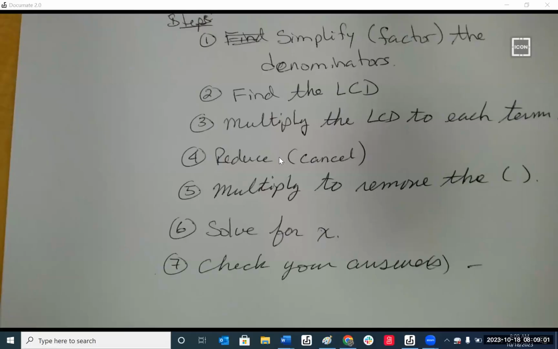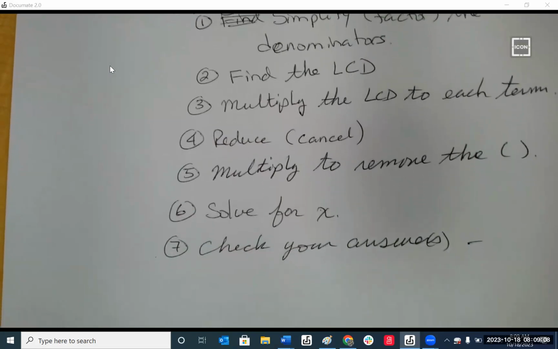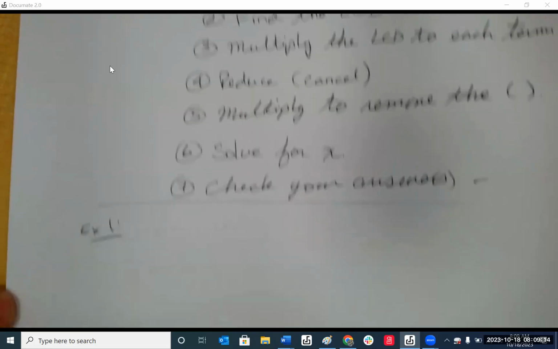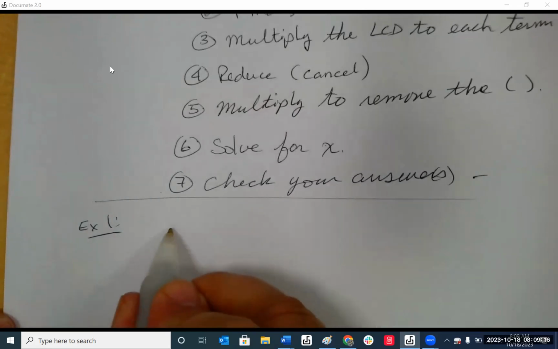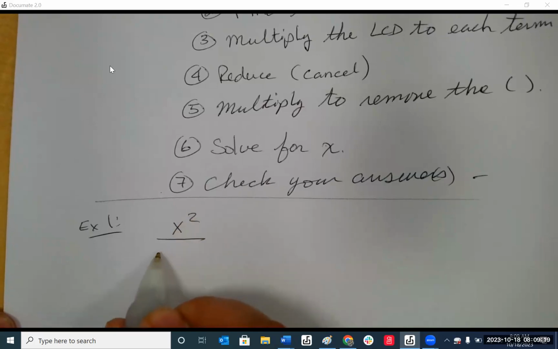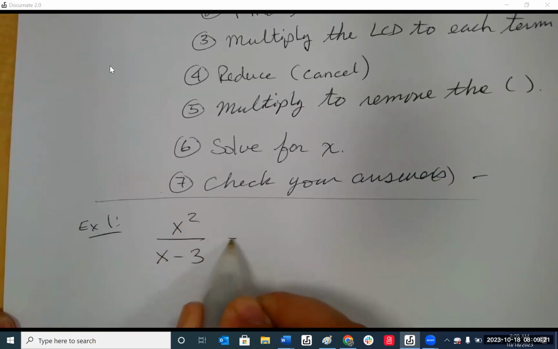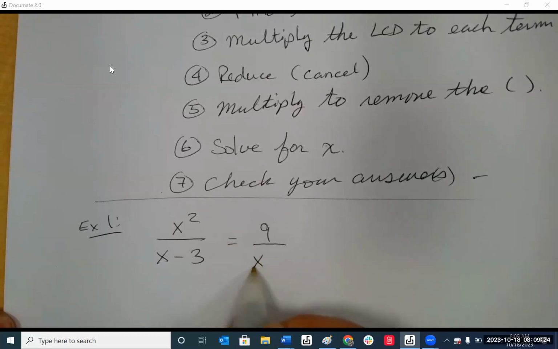All right, let's look at some examples. X squared over x minus 3 equals 9 over x minus 3.